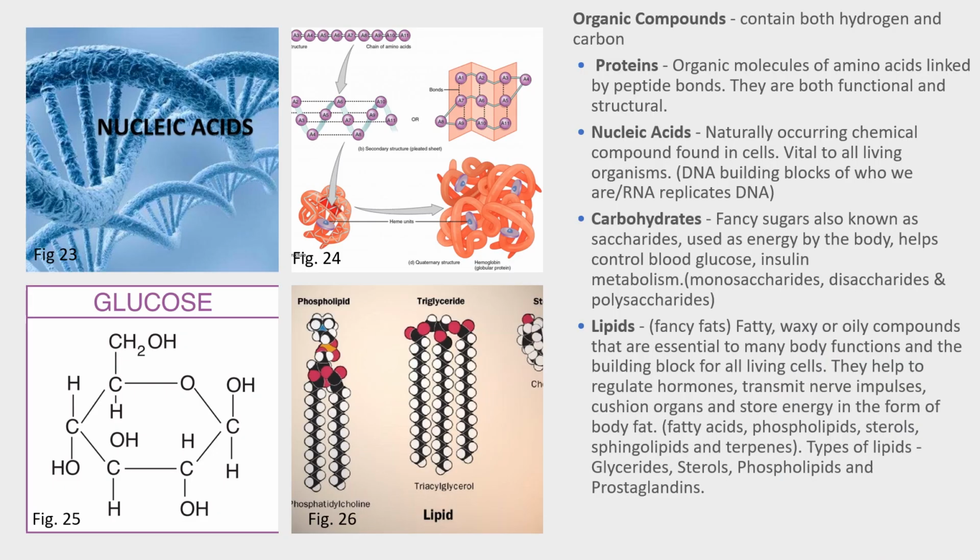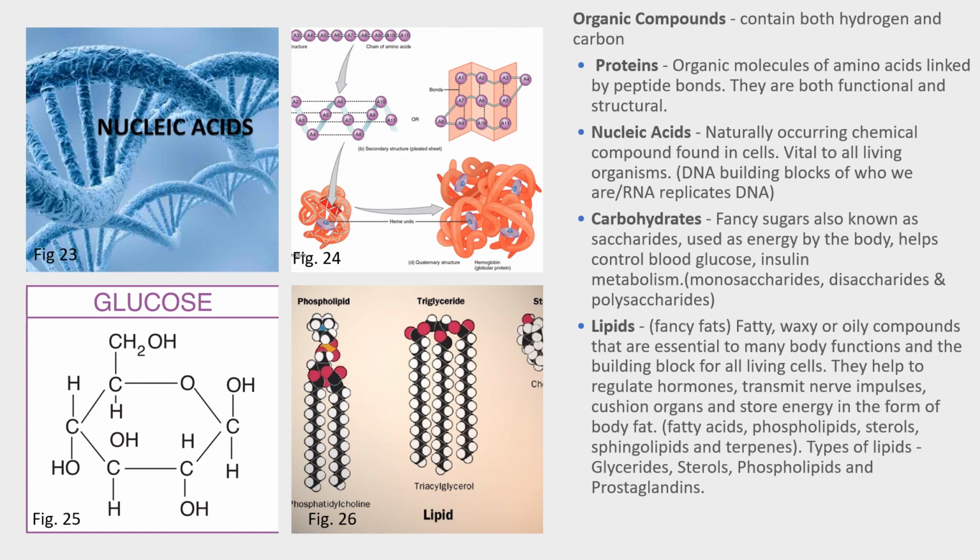Then we have organic compounds. These contain both hydrogen and carbon. These are important because these are abundant throughout the body and it's what we live on. We need it to survive. Your proteins are organic molecules made up of amino acids and they're linked by a peptide bond. They're both functional and structural.